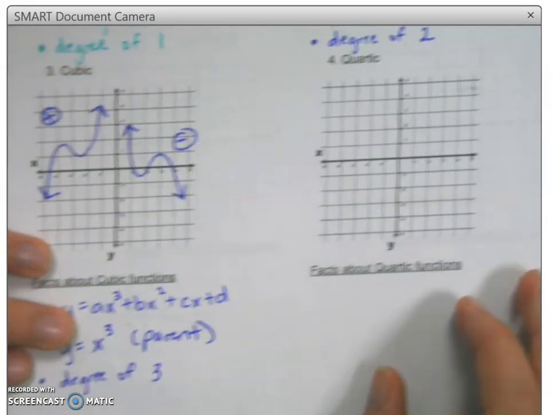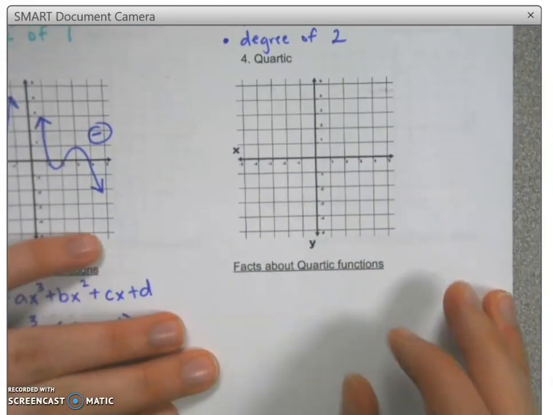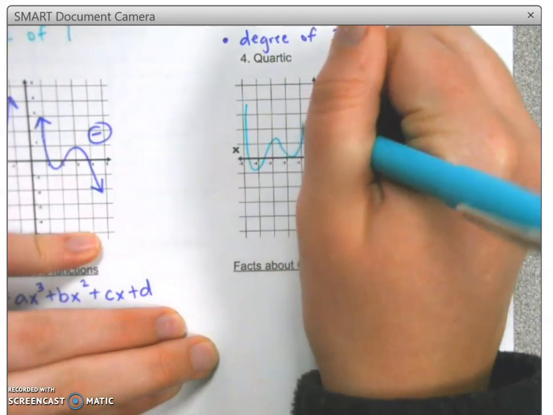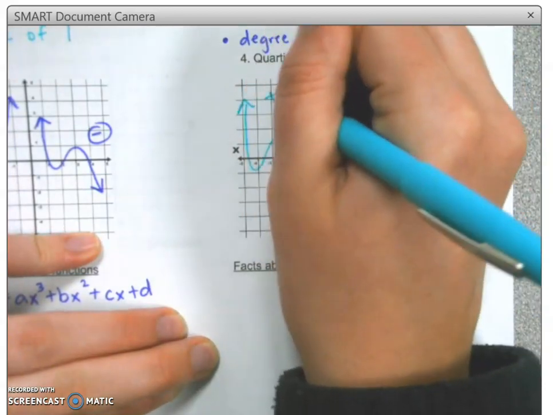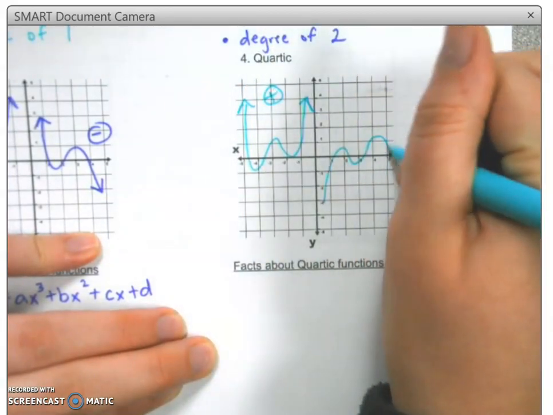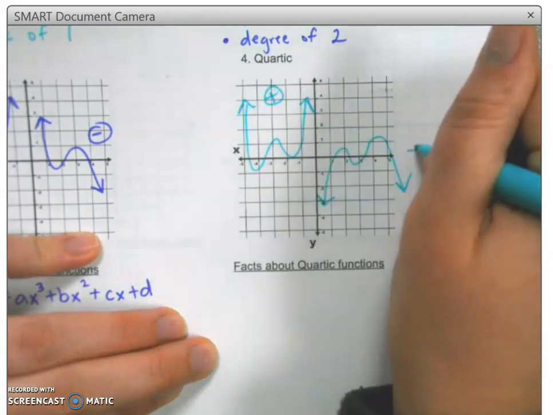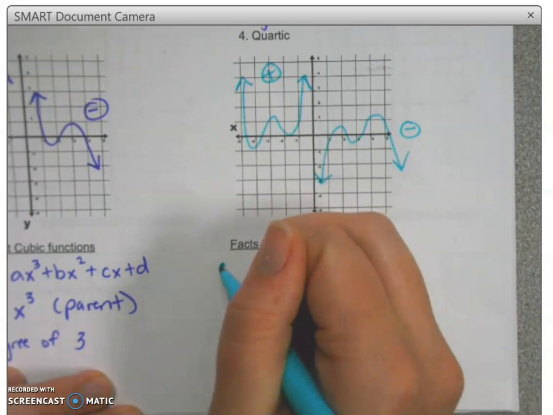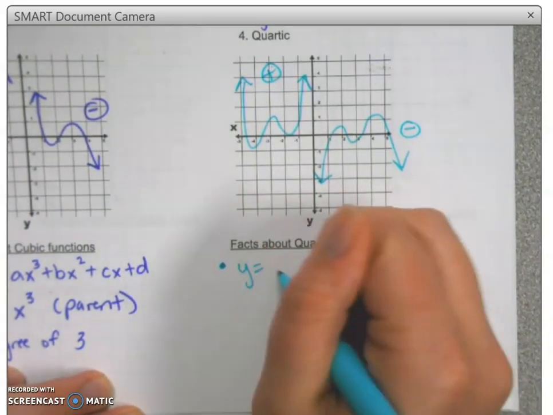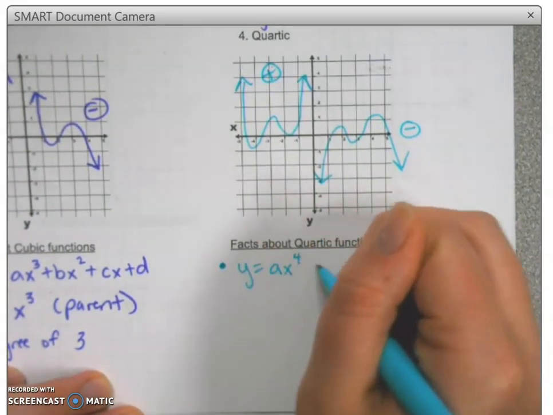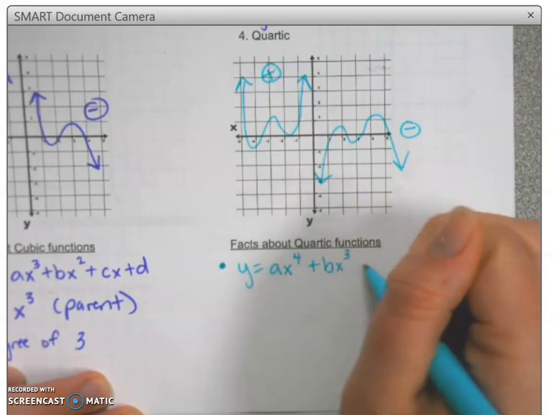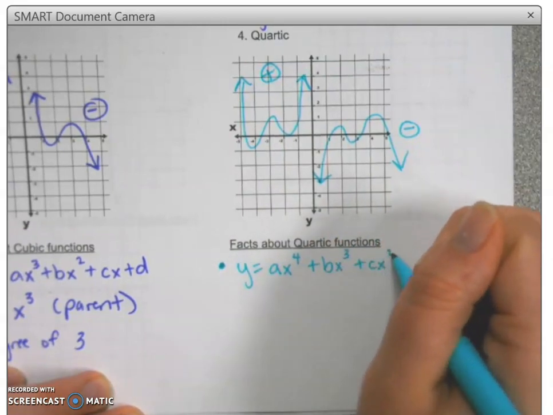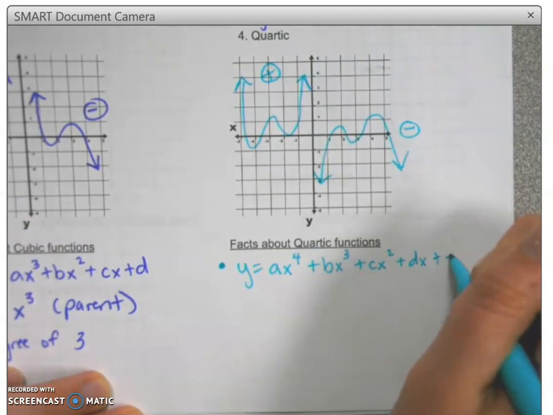Next we have a quartic function. Positive one looks like this, kind of in the shape of a W. And the negative one looks like this, kind of like an M. Things to know about quartic functions. The standard form is y equals ax to the 4th plus bx cubed plus cx squared plus dx plus e.